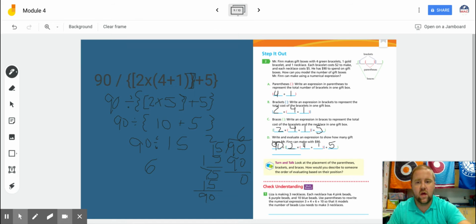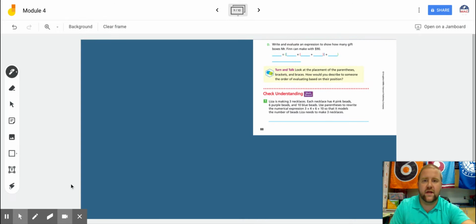Finn can make? Well, here's how we did it with this long multi-step expression, and I found out that he can make 6 gift boxes if he has $90, okay? These are a little bit long, so I am going to do one more example with you guys. So we're going to use this check for understanding as our next example.